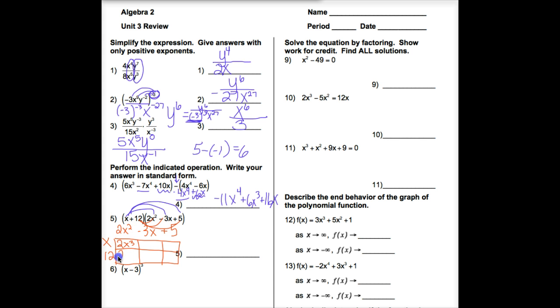12 times 2x squared gives me 24x squared. X times negative 3x is negative 3x squared. 12 times negative 3x is negative 36x. X times 5 is 5x. 12 times 5 is 60. So now, combine your like terms. These are like terms, and these are like terms. So it's 2x cubed, then 24 minus 3 is 21, so 21x squared. Negative 36 and a positive 5 gives me a negative 31x, and then my 60 on the end.